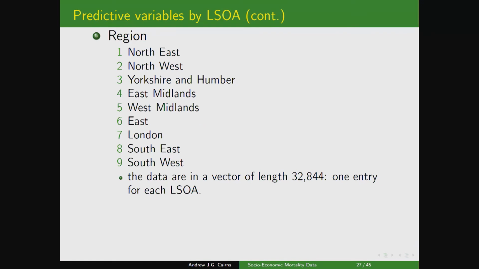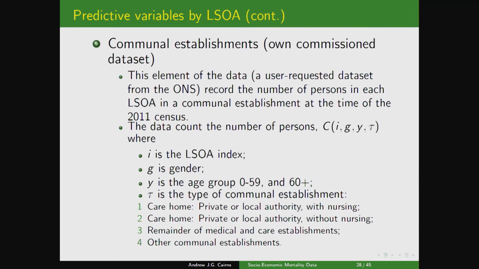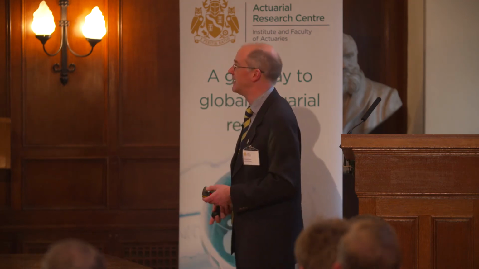And then regions and communal establishment. So again, because we're looking at these small geographical areas, it's going to make a difference to mortality if there is or is not a care home in a particular area. And so the communal establishments data that we have also separates out whether the care home has nursing or does not have nursing.